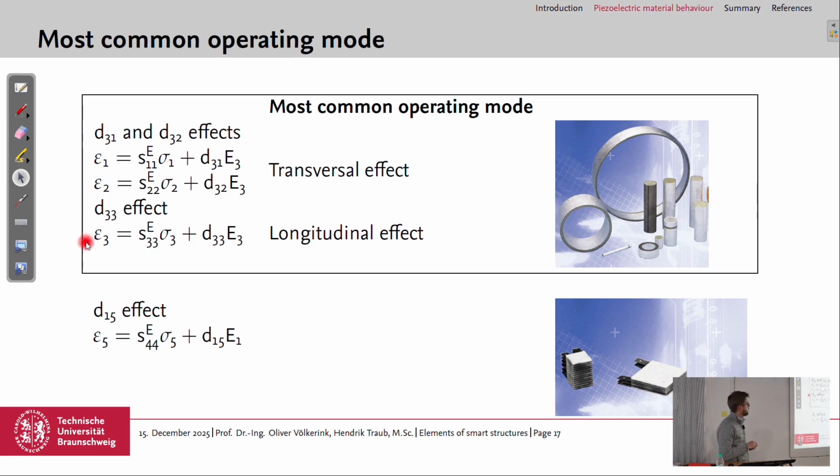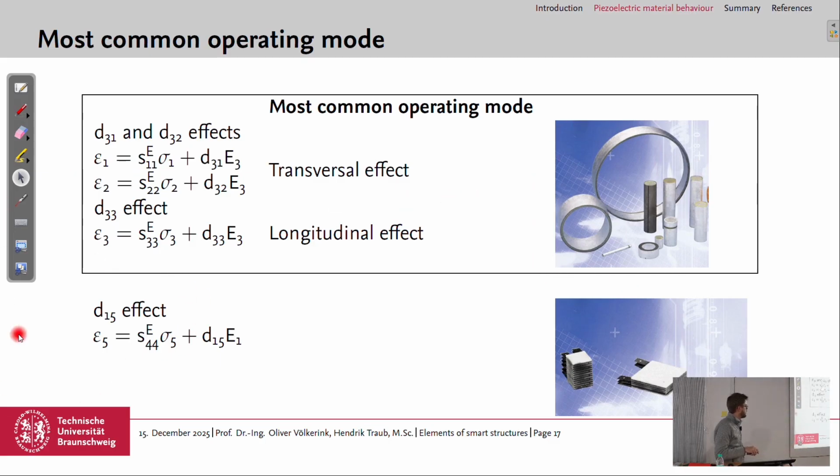And then we could, of course, use the longitudinal effect, which gives us the highest deformation or the highest strain, and this would be strain in 3 direction, and this equals compliance S33 times stress sigma 3 plus D33 times E3. So if we speak later on about actuators, then we use the terms D31 and D33 effect most of the time. And here are some examples of actuators shown in different shapes.